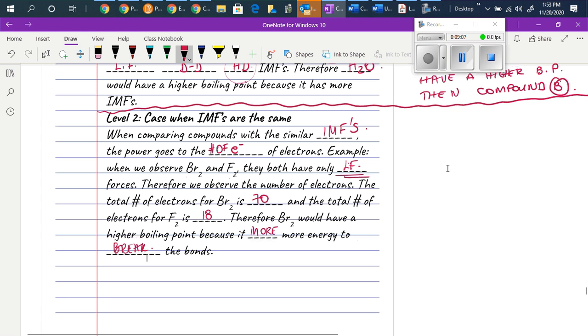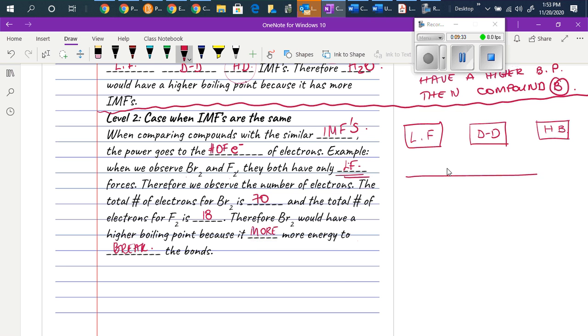Okay, so in this case we have the same type of forces. We know the order of the intermolecular forces: the three are London forces, dipole forces, and then the third one is the hydrogen bond. The order goes from the weakest to the strongest.